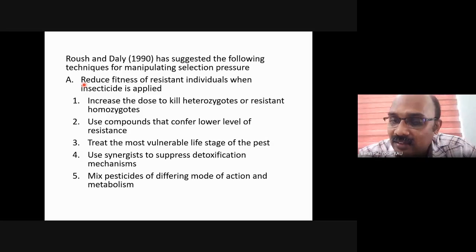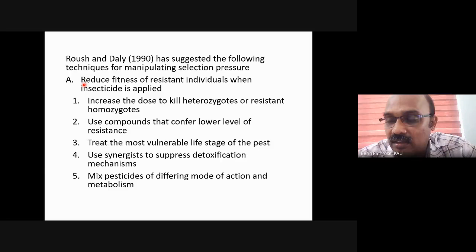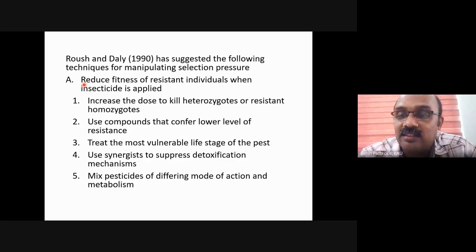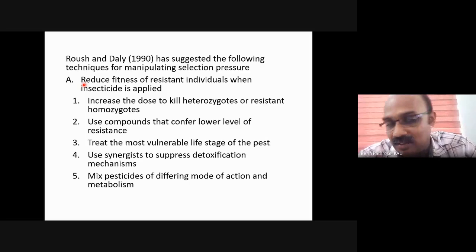And the third strategy is to treat the most vulnerable stage of the insect, which we have discussed in the last class also. We have discussed Helicoverpa armigera. The first few instar larvae are more susceptible than the last instar larvae, as we have discussed. So we have to treat the insect when it is at the most vulnerable stage.